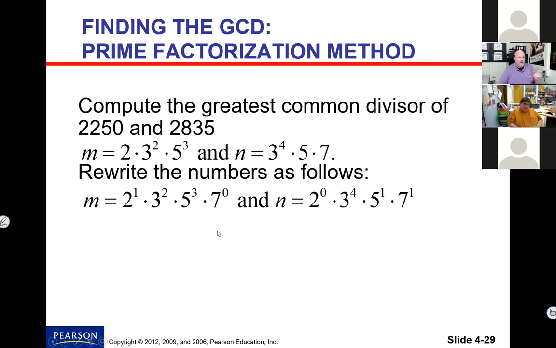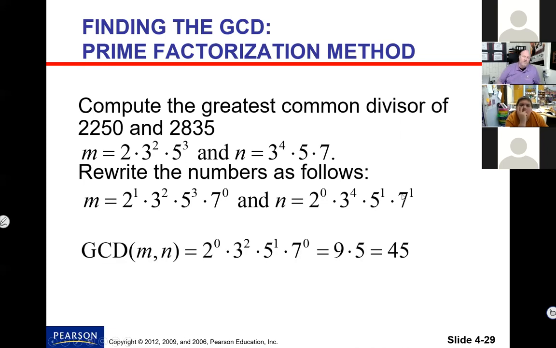3 to the 2. 5 to the 3 and 5 to the 1. Which one's the smallest? 5 to the 1. And 7 to the 0 and 7 to the 1. Which one's the smallest? 7 to the 0. So that's why we need those numbers there.